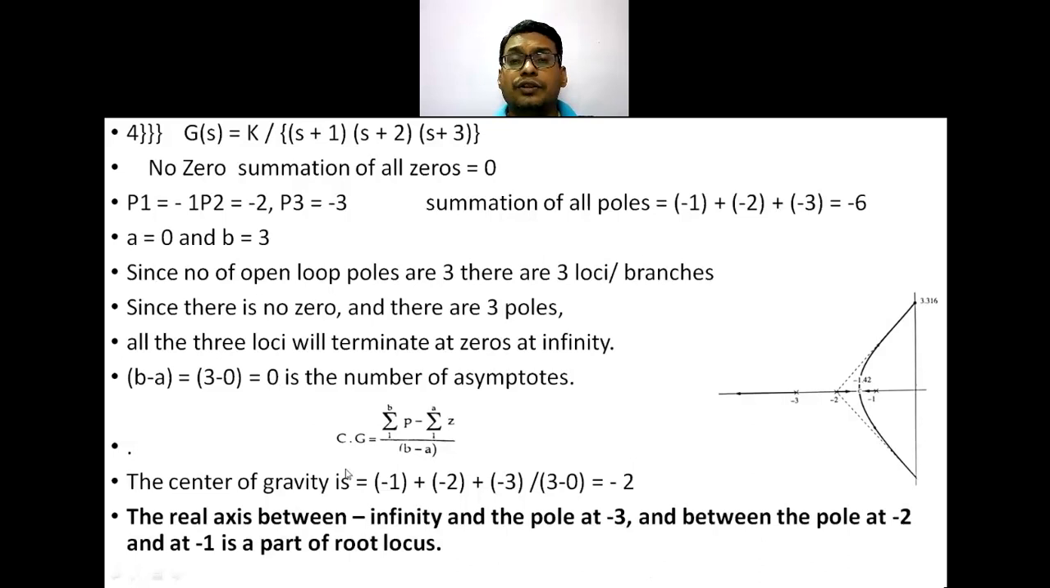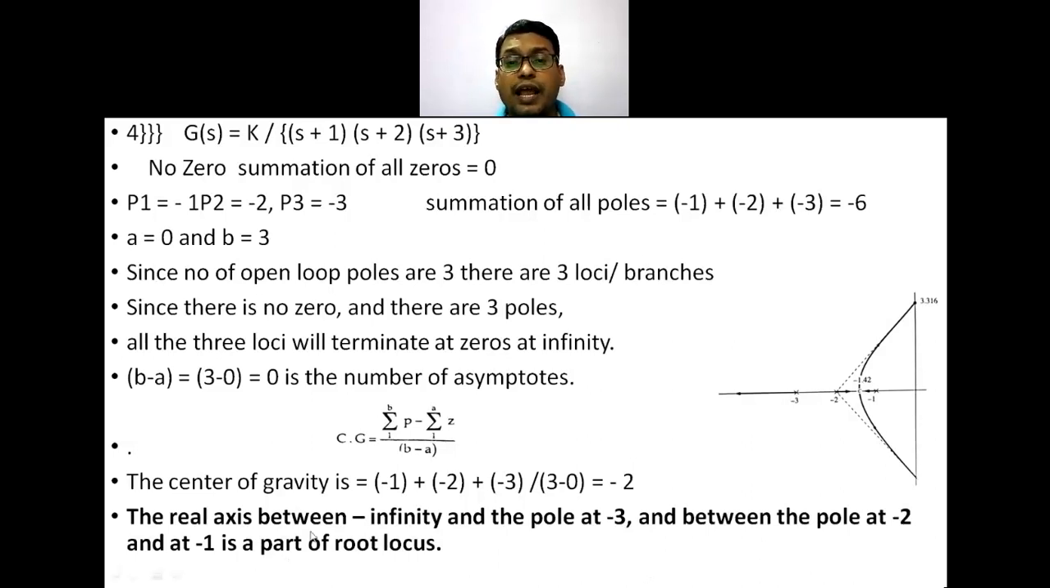Then the center of gravity, from where these asymptotes will be generated. The center of gravity is the summation of poles minus the summation of zeros, upon b minus a, which comes out as -2. This is for the asymptotes.